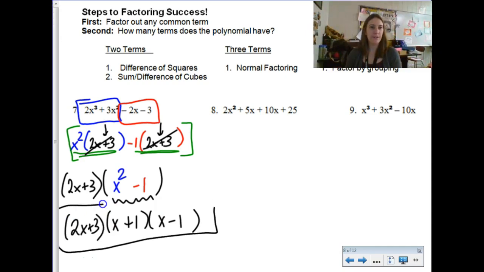Ooh, that was fun. And that's what we mean by advanced factoring techniques. They're much larger problems as far as how many terms there are. It might take you more steps to get the final answer. Just stick with it. All right, let's try another factor by grouping.